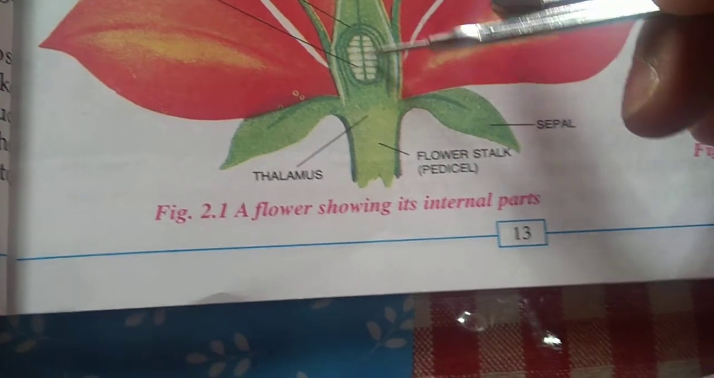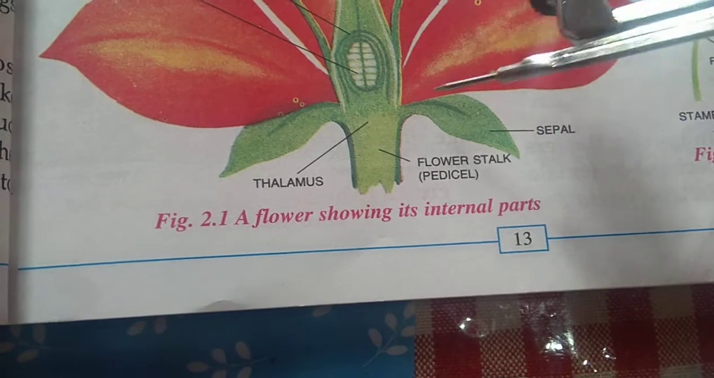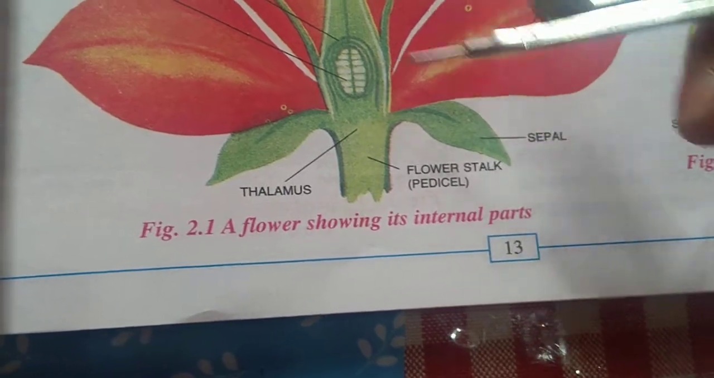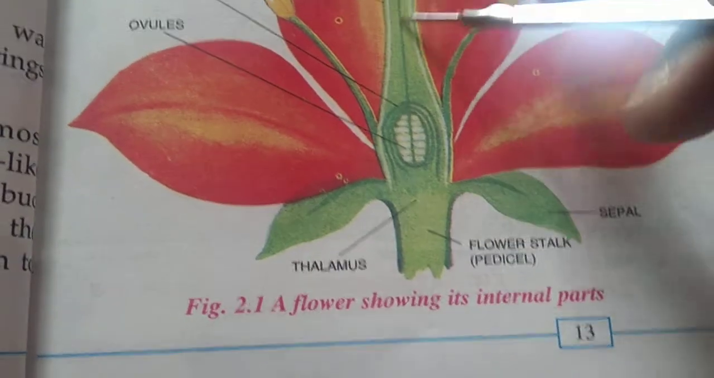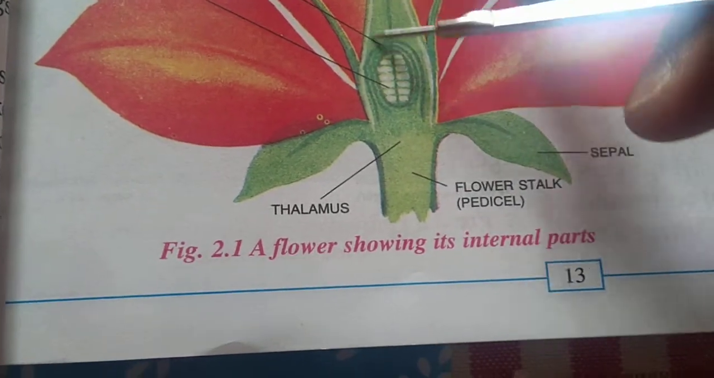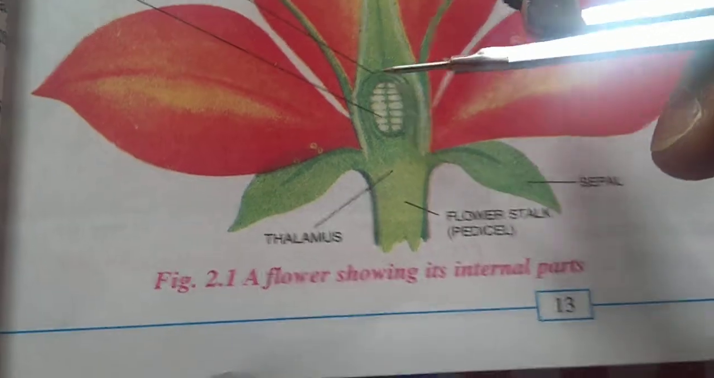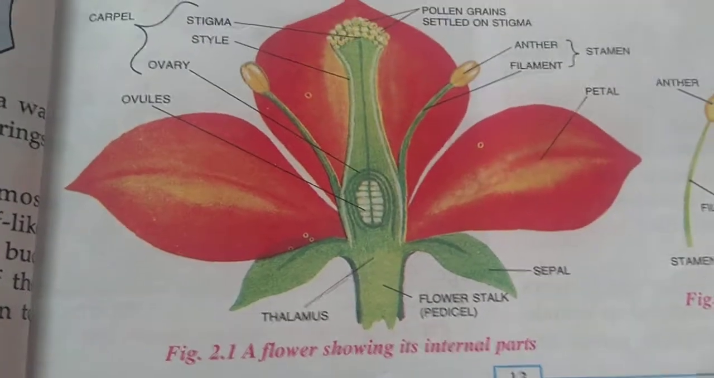Inside the ovary there are ovules. The ovules are basically the eggs of the female reproductive part. Now when the pollen grain comes, it makes a pollen tube, and when it fuses with the ovary, it fertilizes and forms fruit. Now I'll show you what the ovary is.